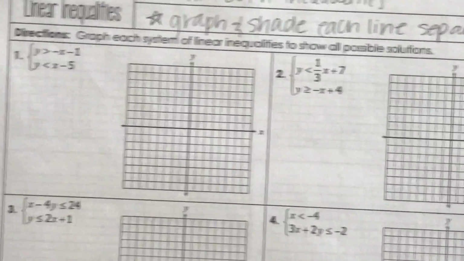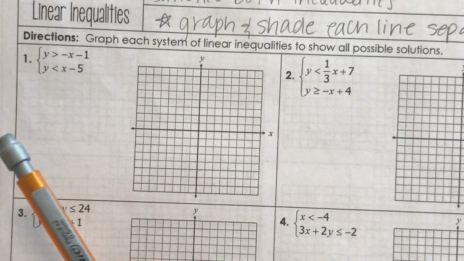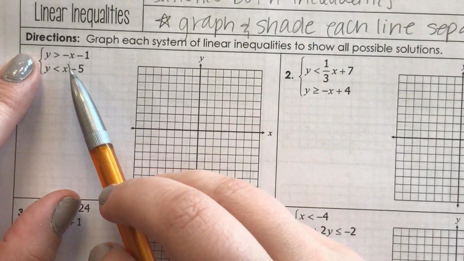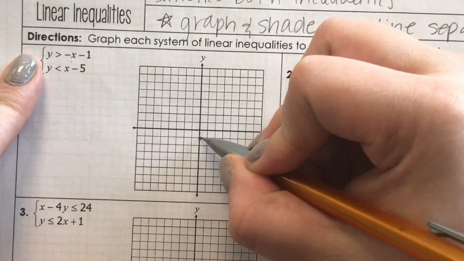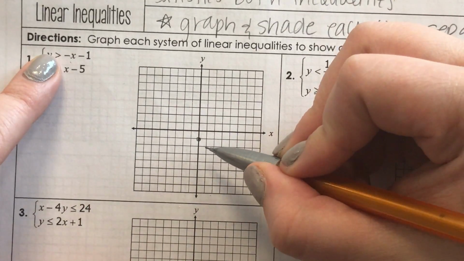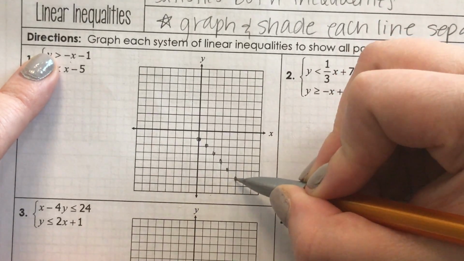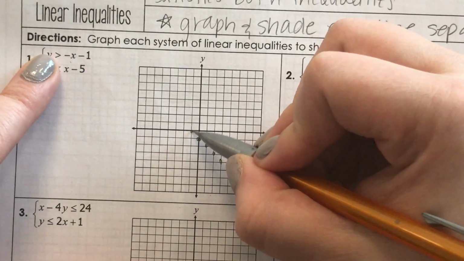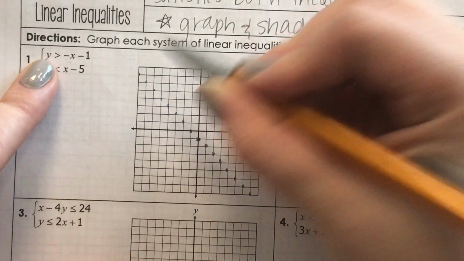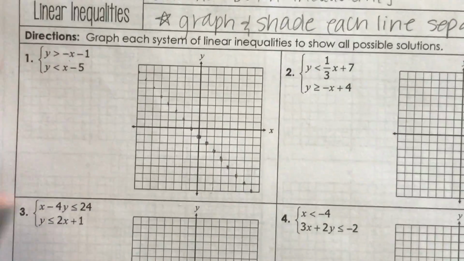So let's do number 1 together. Luckily, these are both in slope-intercept form, so we can just graph them straight up. So this one says negative x minus 1, which means I'm going to start at negative 1. My slope is also negative 1, so I'm going to go down 1 over 1, down 1 over 1. Okay? And you can go up 1, back 1. You can do as many dots as you like. Okay? Since this is not or equal to, I'm going to have a dashed line.